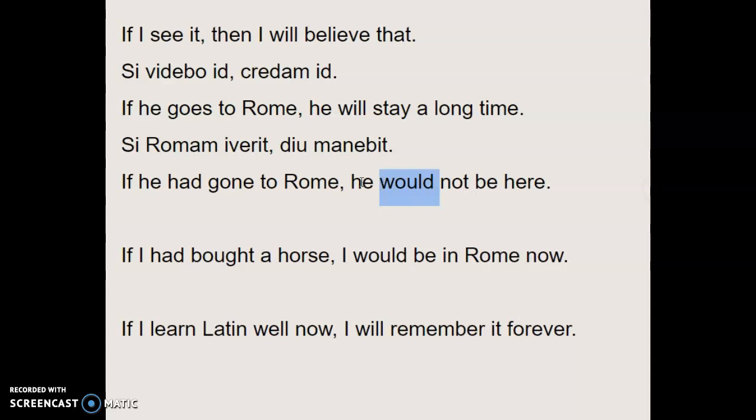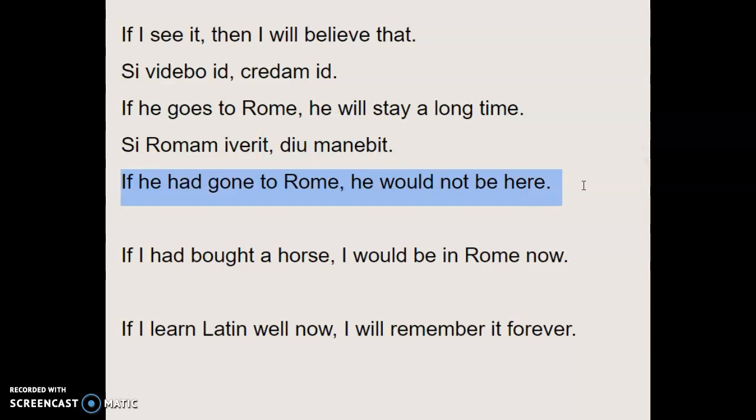He would not be here now. Okay, this is present contrafactual. So we're expecting "were" in this first clause, but we get over here and we see "if he had gone." "Had" is indicating past contrafactual. Notice how we mixed the two together.